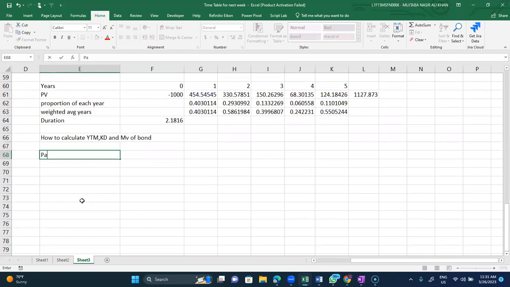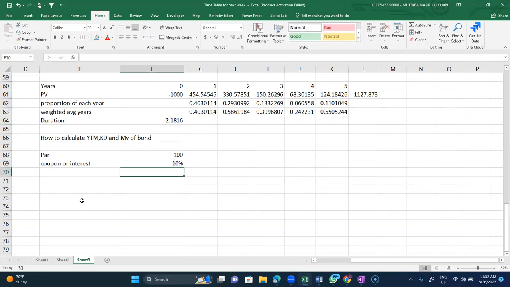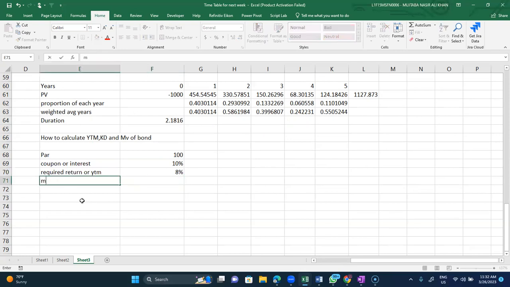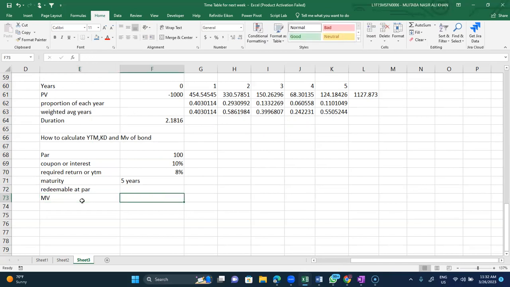It's an F9 topic, by the way. For example, par value is $100. Coupon or interest is 10%. The required return or YTM is 8%. Maturity is 5 years. Bond is redeemable at par. So number one question, how to calculate the market value?